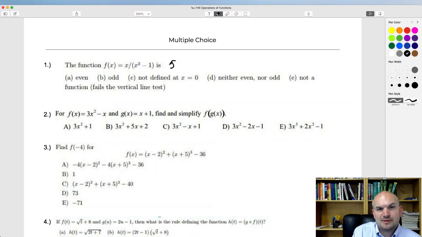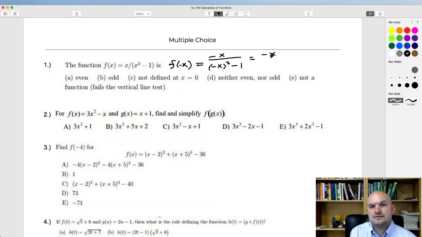So first thing I'm going to do is plug in f of negative x. When plugging in f of negative x, I get negative x all over negative x squared minus 1. And therefore I have a negative x all over x squared minus 1. Now, if you factor out this negative, the negative is up here in the top, so I have an x all over x squared minus 1.